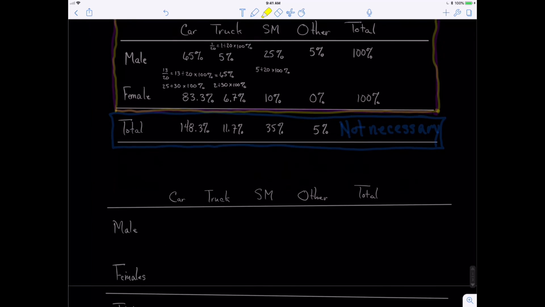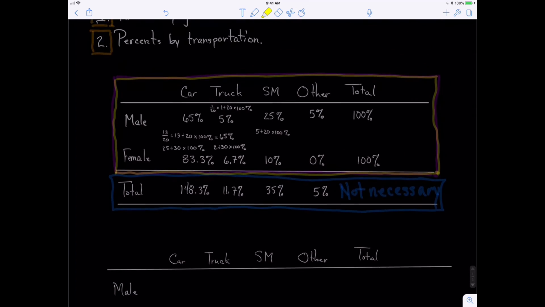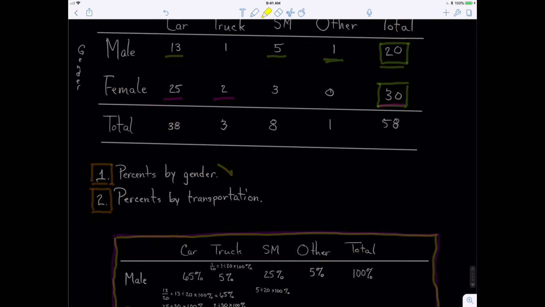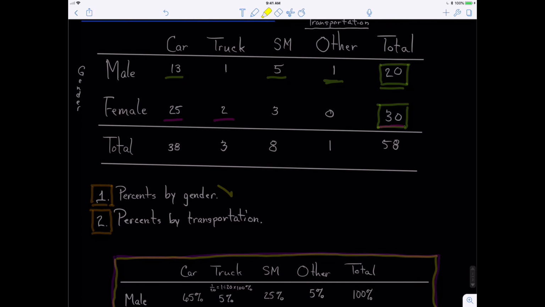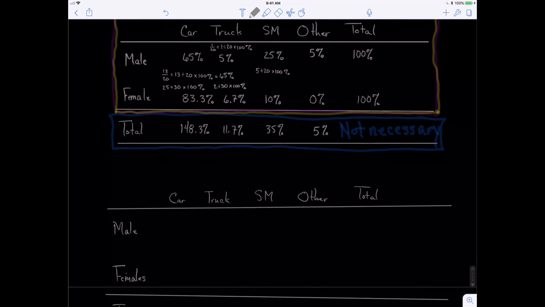So I've already pre-made my table. Here it is. But now the calculations change. And by now you may not be surprised, but let's go through and look at this. To make our calculations based on type of transportation, we're saying, look, there's 38 cars total. And 13 of those are driven by males, 25 of those are driven by females. And so now our denominator is the 38. So let's make those calculations down below.